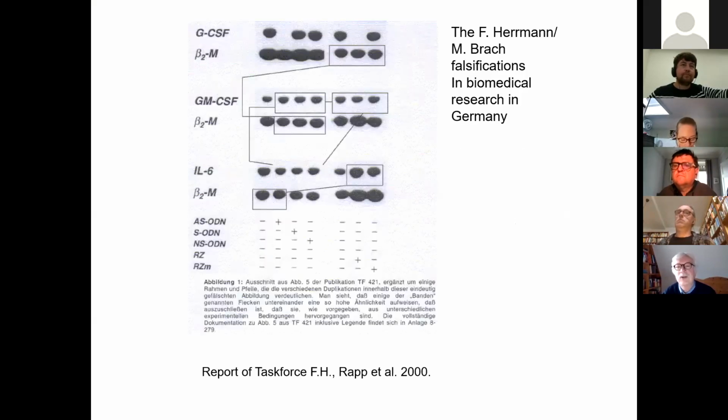And this was a very big scandal in the 90s in Germany. It had a large impact also on the German Science Foundation. It was a scandal in cancer research. And what did these people do? Friedel Hermann and Marion Brach basically manipulated scientific illustrations, graphical presentations by manipulating.